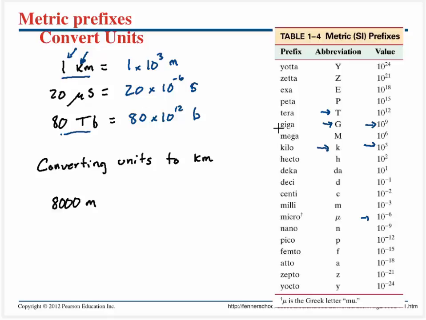Kind of the common prefixes that you're going to see in this class are giga, mega, kilo, I don't think you'll see deci, centi, milli, micro, and nano. So these are the ones you're going to know.